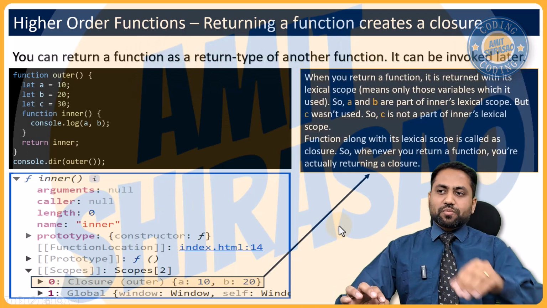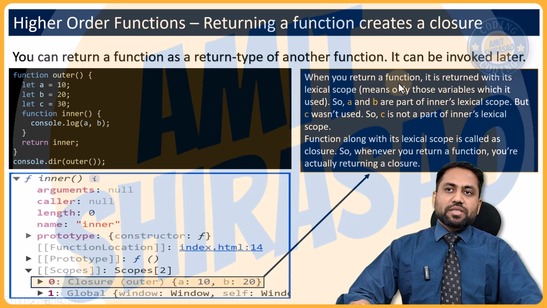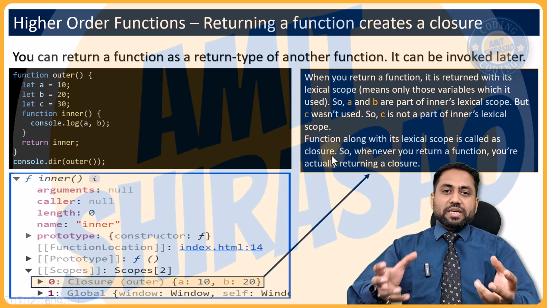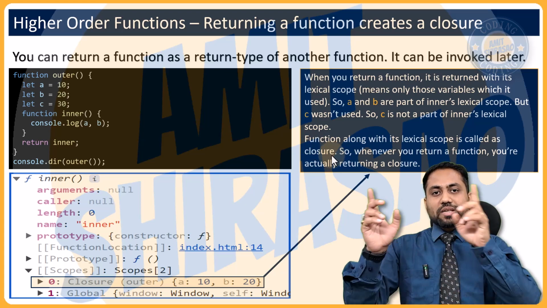This is what I have also mentioned over here, that when you return a function, it is returned with its lexical scope, means only those variables which it uses. So A and B are a part of the inner lexical scope, but C wasn't used, so C is not a part of the inner lexical scope. Function along with its lexical scope is called a closure. We saw this in our last video also, that what is closure? Closure is the returned function along with its lexical scope.